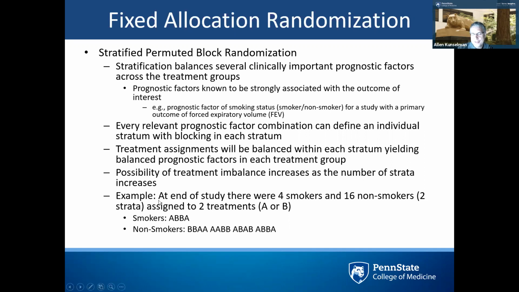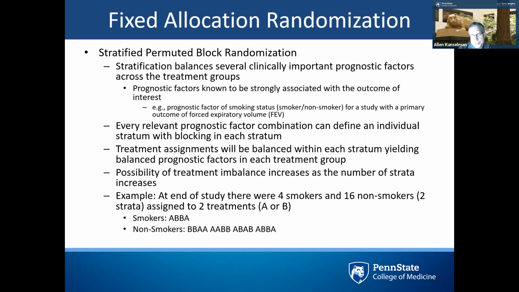So to understand this a bit better, let's look at our example. We're back to where we want to randomize 20 subjects to treatments A and B, but now we have this stratification factor of smoking status. We have smokers and non-smokers. And let's just assume at the end of this study, we ended up with 4 smokers and 16 non-smokers. Our stratification list could show up as, the 4 smokers may have gotten this pattern, ABBA, and the 16 non-smokers have this randomization list. But you'll see within each stratum, within the smokers, we have 2 A's and 2 B's. And within non-smokers, we have 8 A's and 8 B's. So at the end of the study, we still have our 10 A's and 10 B's, but it's also balanced within each of these stratification factors.